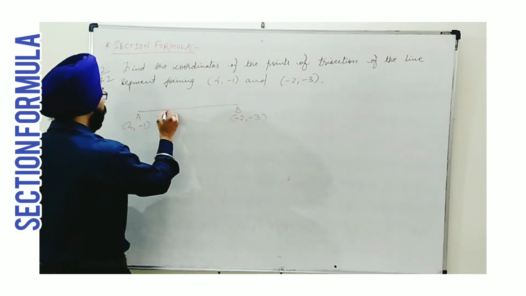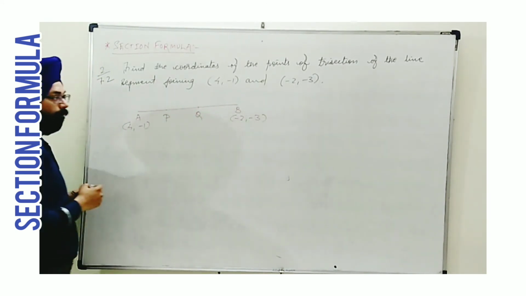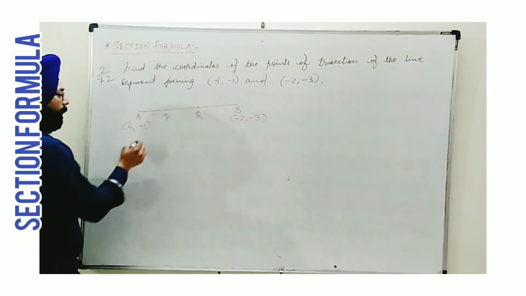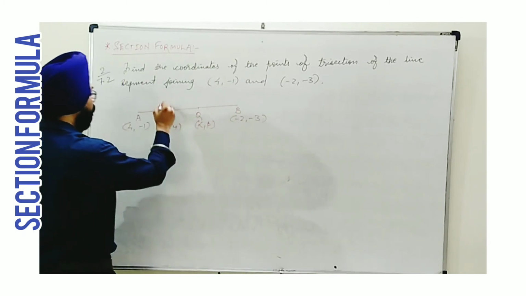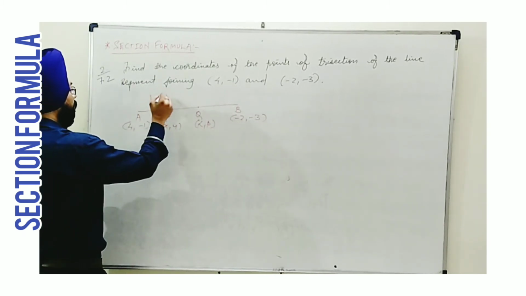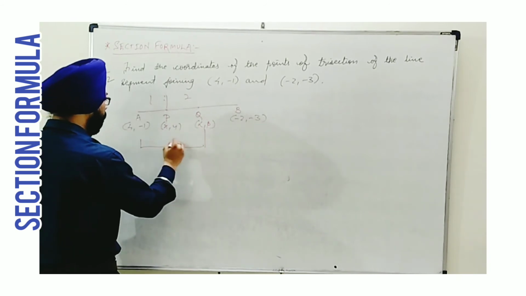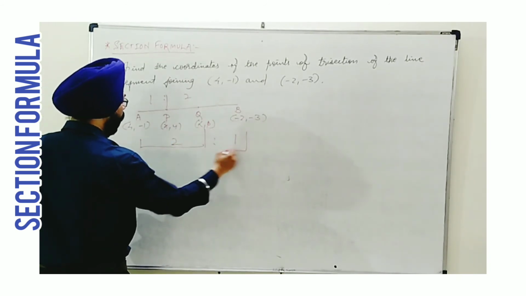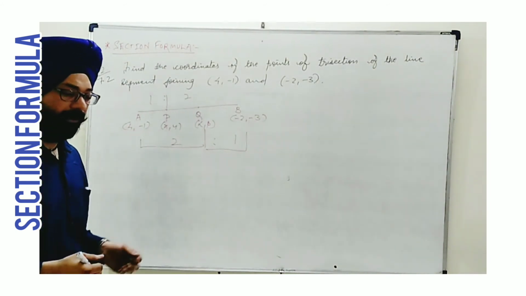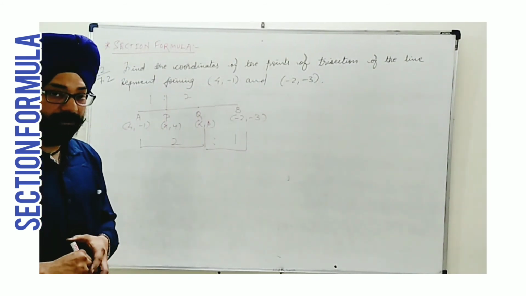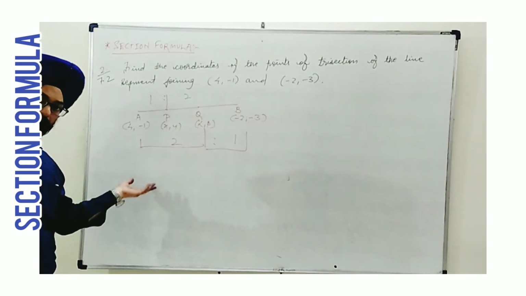In the concept I told you they will be 2 in number. One can be taken as P, the other as Q. According to the position, the ratio done by P is 1:2, and the ratio done by Q is 2:1. Drawing a rough sketch will help us to understand the situation and to apply the concept. So how can we do it? We will use the section formula only.